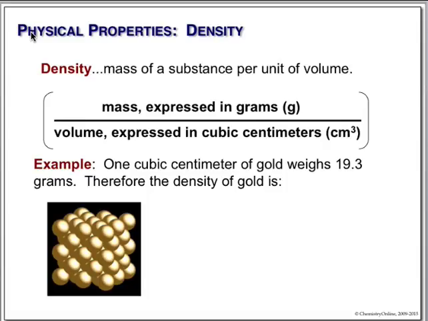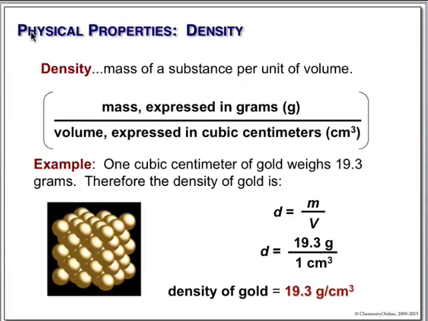We could say the density of gold, quite simply, is going to be mass divided by volume. Our mass here is 19.3 grams. Our volume is 1 cubic centimeter. So we can say the density of gold is simply 19.3 grams per cubic centimeter. Very simple concept. Any questions?